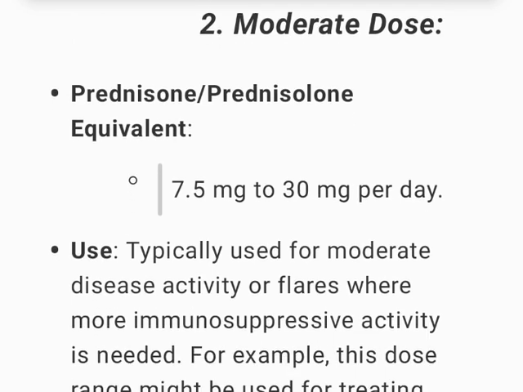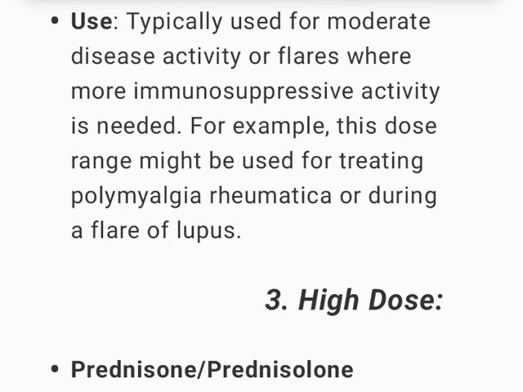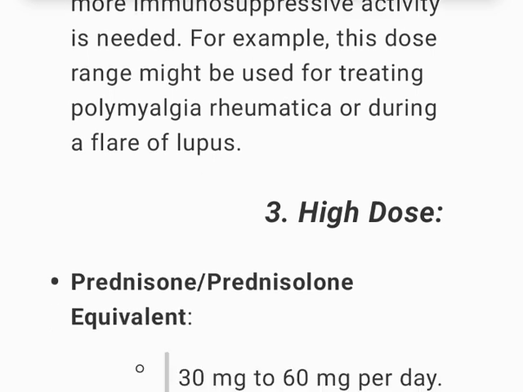2. Moderate dose. Prednisone/prednisolone equivalent, 7.5 milligrams to 30 milligrams per day. Use. Typically used for moderate disease activity or flares where more immunosuppressive activity is needed. For example, this dose range might be used for treating polymyalgia rheumatica or during a flare of lupus.